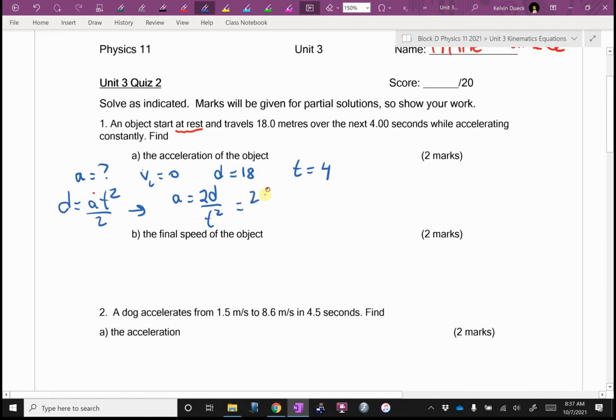So it's going to be 2 times 18 divided by 4 squared. I think I did that in my head. 2 times 18 is 36 divided by 16. 36 over 16, divided by 4 divided by 4, 9 over 4. Is it 2.25? Yeah.